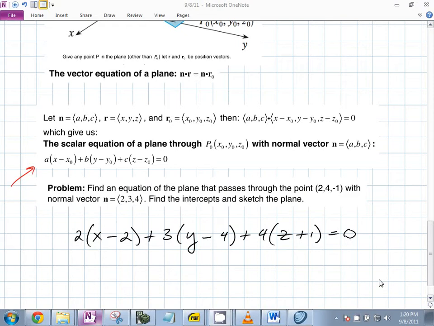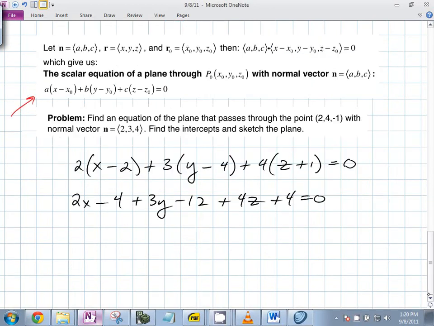Now, how could we rearrange that? What would be a really common thing to do if I wanted to clean that up a little bit? Distribute. No, I don't want to divide. Let's not divide. Distribute. I like distributing. So we end up with 2x minus 4 plus 3y minus 12 plus 4z plus 4 is equal to 0. And you might actually see it as 2x plus 3y plus 4z is equal to what? Equal to 12.